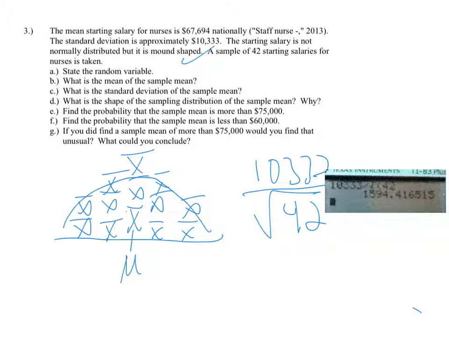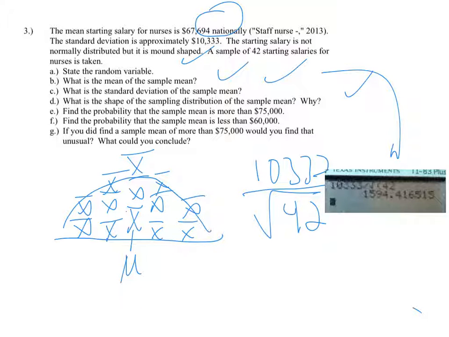So we've done A. It's the average starting salary for 42 nurses. The mean's the same as the population mean. The standard deviation is this. We know that it's normal because of the central limit theorem, since the sample size is over 30.